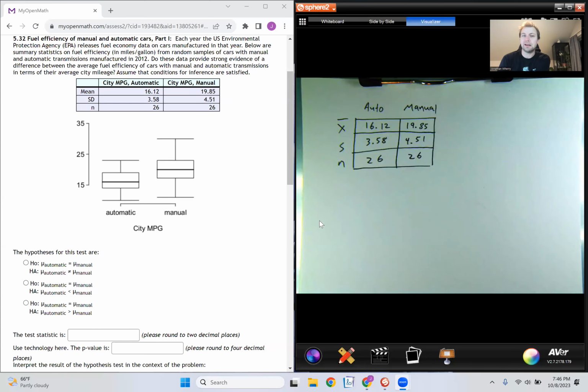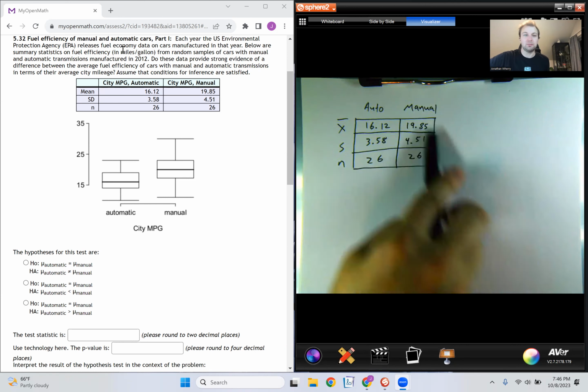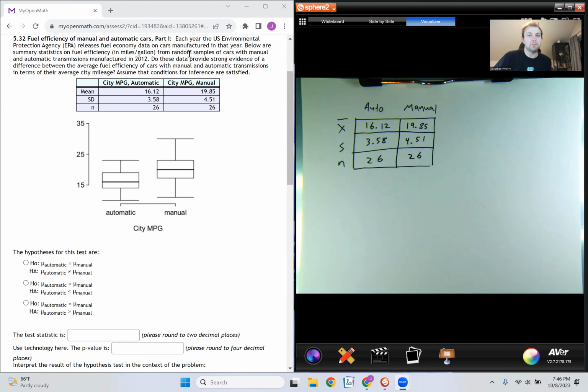This is a problem looking at a hypothesis test for two independent averages. It says each year, the US Environmental Protection Agency, the EPA, releases fuel economy data on cars manufactured in that year. Below are the summary statistics on fuel efficiency in miles per gallon, and I just wrote the same table down to the side here. From a random sample of cars with manual and automatic transmission manufactured in 2012.